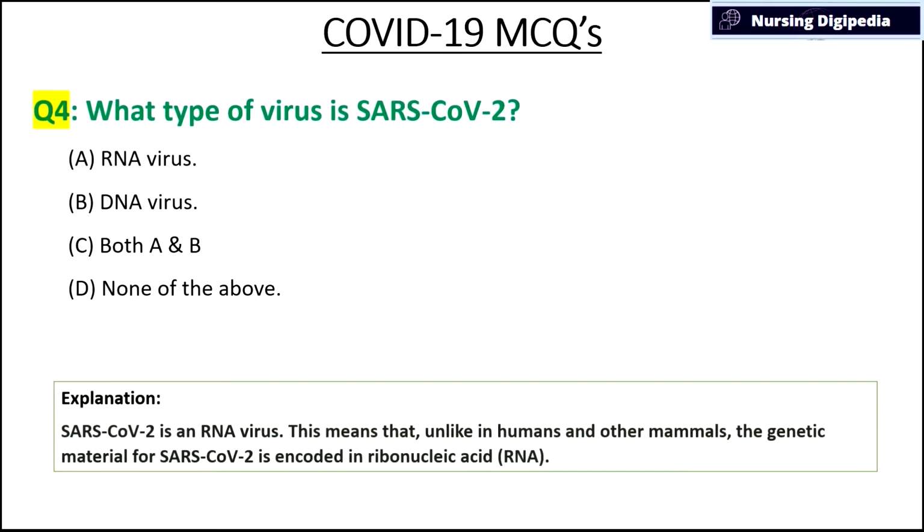Question 4. What type of virus is SARS-CoV-2? A. RNA virus, B. DNA virus, C. Both A and B, D. None of the above. And the answer is A. SARS-CoV-2 is an RNA virus. This means that, unlike in humans and other mammals, the genetic material for SARS-CoV-2 is encoded in ribonucleic acid, known as RNA.